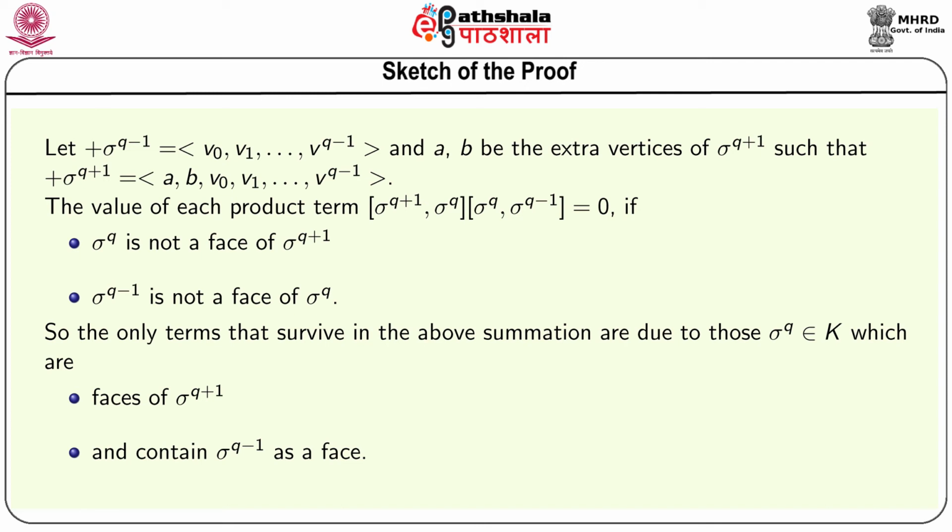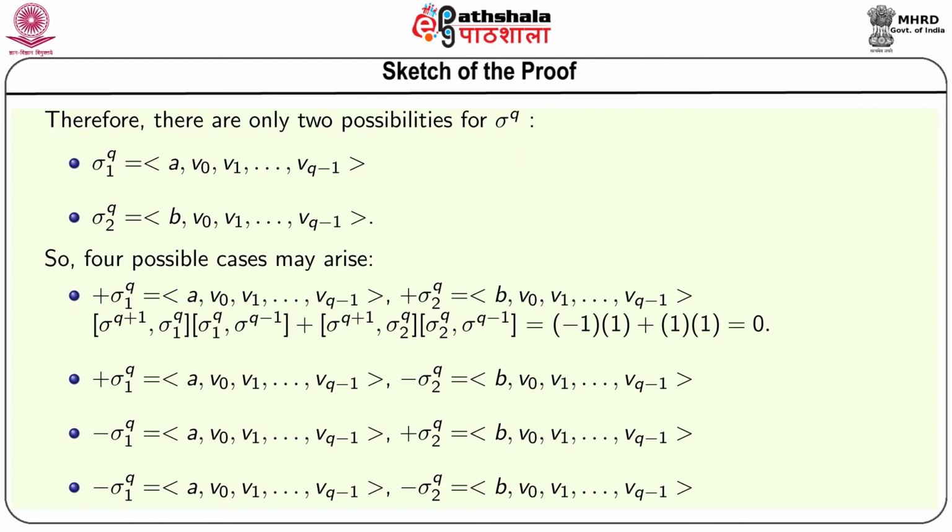So, the only terms that survive in the above summation are due to those sigma q which are faces of sigma q plus 1 and contain sigma q minus 1 as a face. Therefore, there are only two possibilities for sigma q. One is sigma q1, which is A V0 V1 Vq minus 1, and the other one is sigma q2, which is B V0 V1 Vq minus 1. So, there are four possible cases.